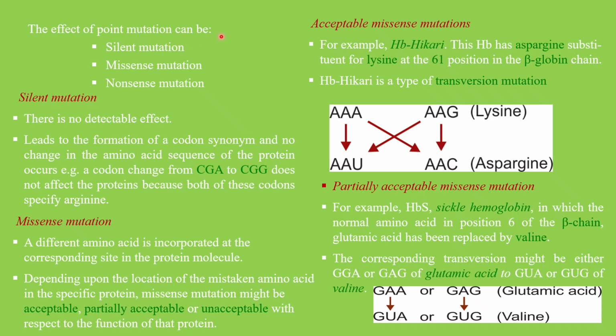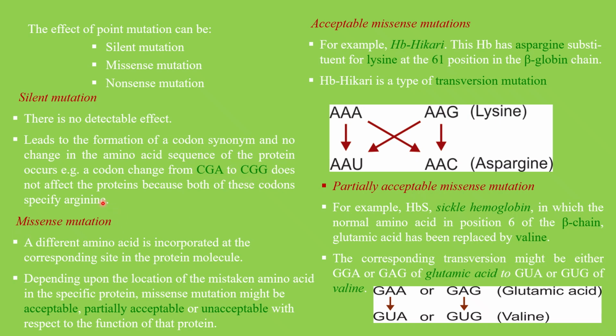Then what are the effects of these point mutations? They can be silent, they can be missense, or they can be nonsense. Silent mutation means there is no detectable effect; it leads to the formation of a synonymous codon, or no change in the amino acid sequence of the protein. For example, if the codon changes from CGA to CGG by alteration of A to G, this is an example of transition mutation, but it does not affect the protein because both of these codons specify arginine, right?